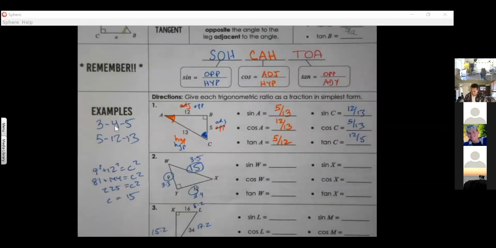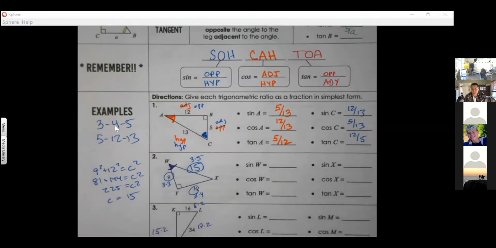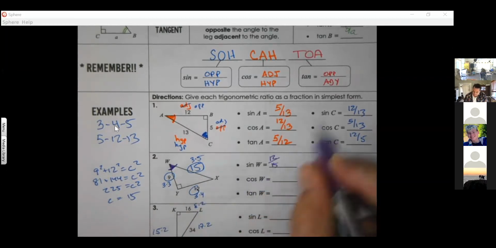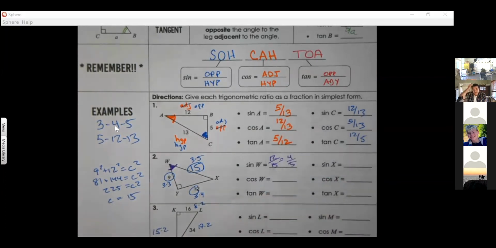All right, let's see how we did here. Can I get a volunteer to please give me the sine of W? 12/15. 12/15 is correct. It does say its simplest form, so theoretically we should reduce this to 4/5, but I kind of like 12/15 because it shows which sides you're using.